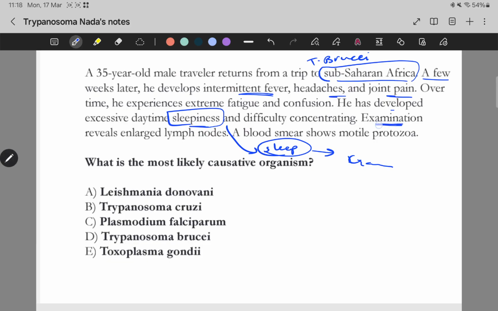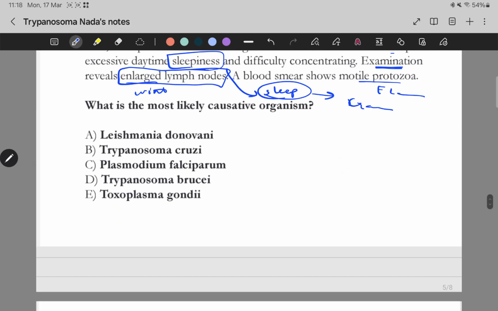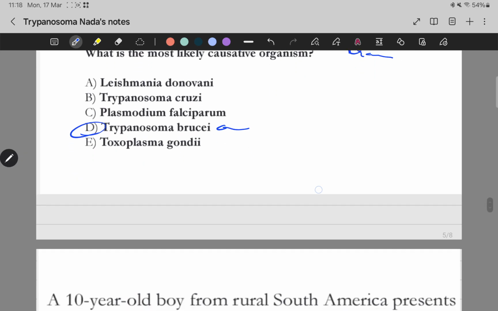We don't have to read more, but anyway, examination reveals enlarged lymph nodes, so lymphadenopathy, which is Winterbottom sign. A blood smear shows motile protozoa, meaning flagellated protozoa, which is trypanosoma. All features of Trypanosoma brucei gambiense indeed. So here, what is the most likely causative organism? Trypanosoma brucei gambiense, if you want any more details.